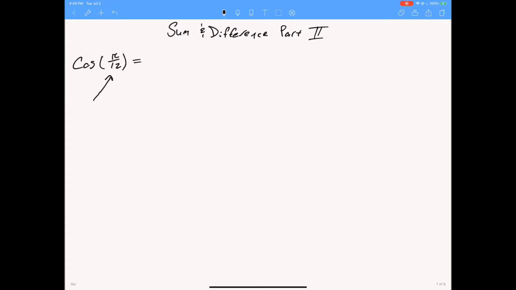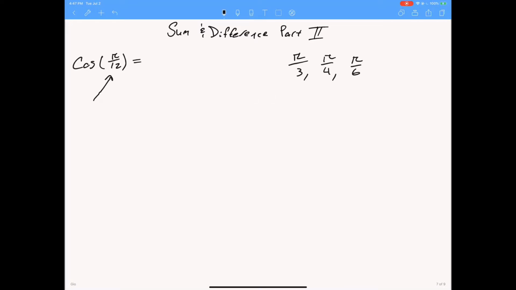here. So we want to see if we can rewrite pi over 12 as a sum or difference of pi over 3, pi over 4, and pi over 6. Now, it's not immediately obvious which two we take the sum or difference of. So what we'll do here is change the denominators to 12.